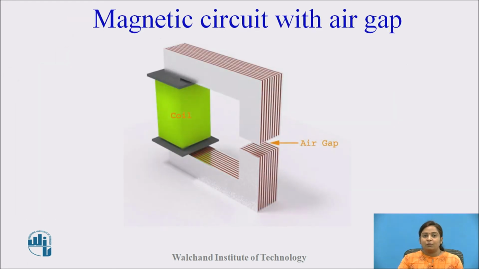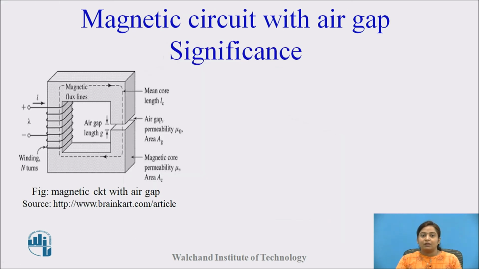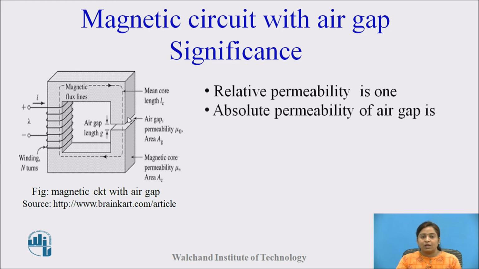Okay, now the next point, the magnetic circuit with air gap. In a magnetic circuit, if there is an air gap present, let us see the significance of that air gap. If there is an air gap present, then the same flux passes through that air gap also, if you ignore the leakage of flux, that is the fringing factor or leakage factor. Then the same flux can be considered to pass through this air gap.